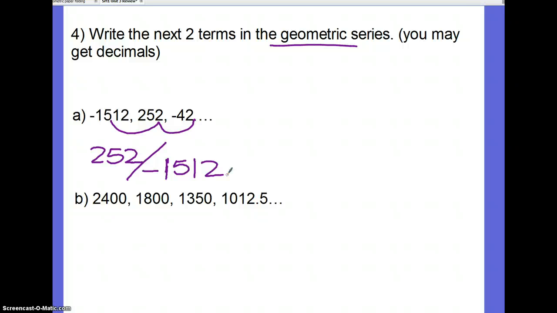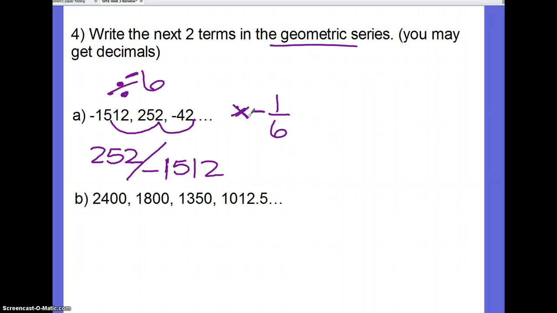So if you change it to a fraction, this is going to be multiplying by... Okay, so you do get a decimal. You could also figure out that this was dividing by -6. That is what it's doing here. This is dividing by -6 because it goes from negative to positive to negative. So it's dividing by -6, which is the same as multiplying by -1/6. Same thing.